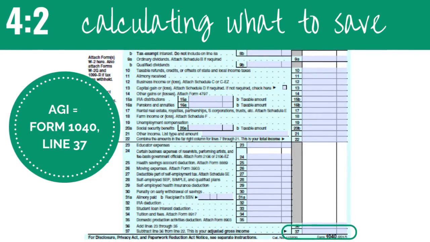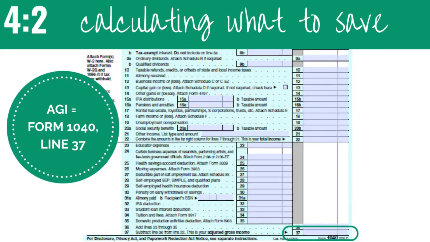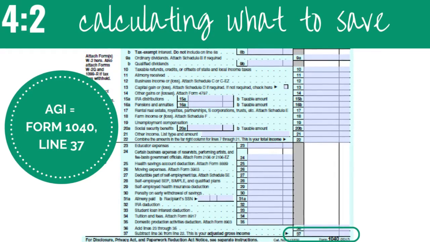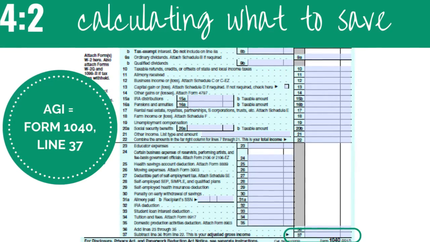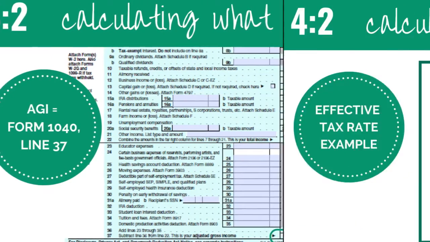The next number you need to find is your adjusted gross income from page 1 of your 1040. So take a look at page 1 and look at line 37. So now we have our total tax and our AGI, and we're going to simply divide our total tax by our AGI, multiply it by 100 to get our effective tax rate.